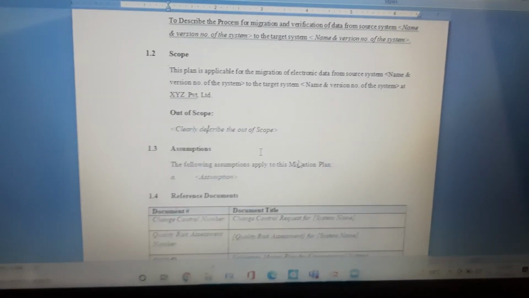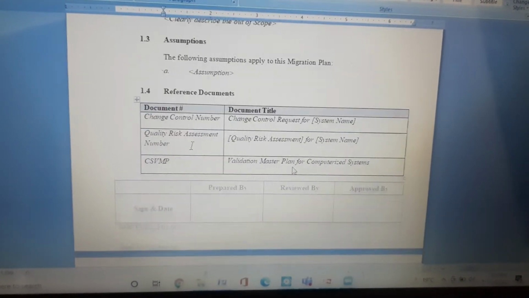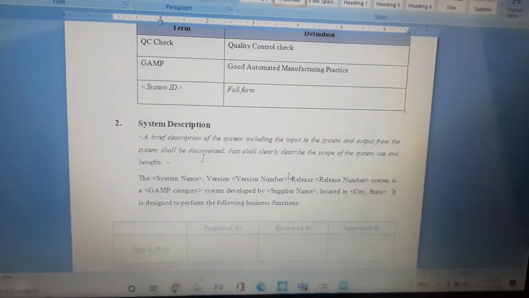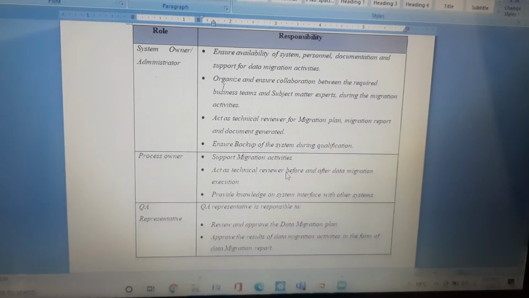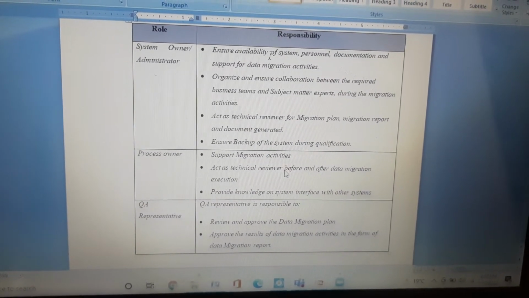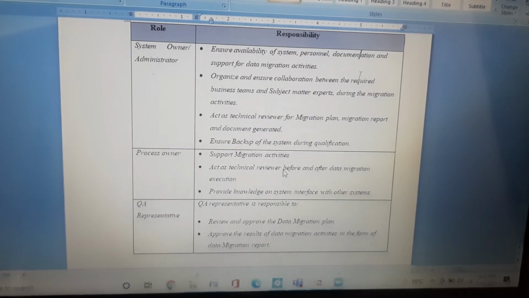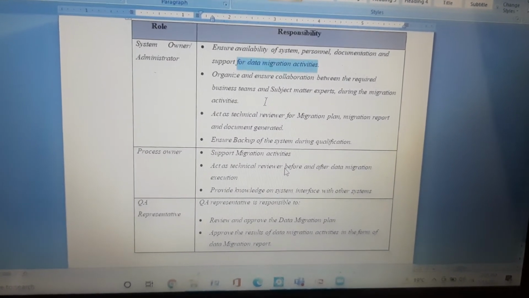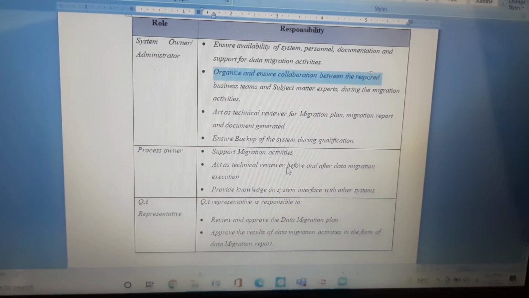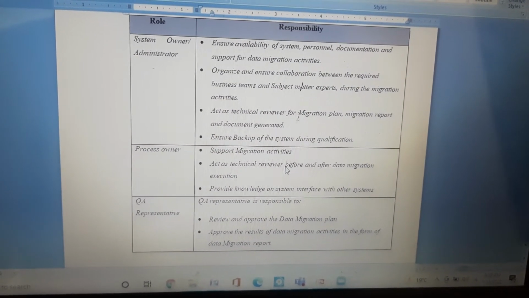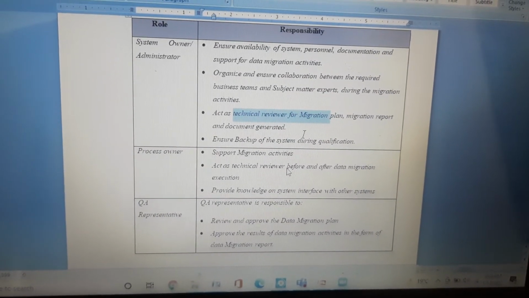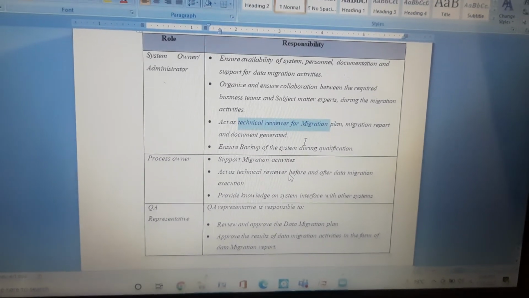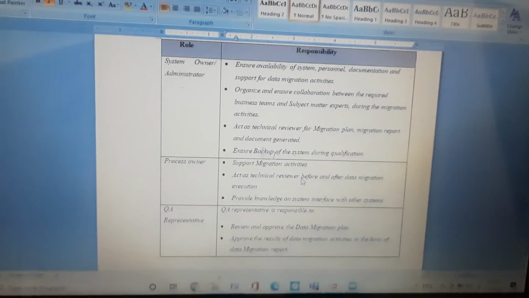Then out of scope, mention what the activities are. Out of scope, assumptions should be mentioned here, along with references, terms and descriptions, and system descriptions. Roles and responsibilities. So the system owner or administrator should ensure the availability of the system, personnel, documentation and support for data migration activities. Organize and ensure the collaboration between the required business teams and subject matter experts, act as a technical reviewer for the data migration plan, data migration report, and documented data migration activities, and ensure the data backup prior to the execution of the data migration activities.